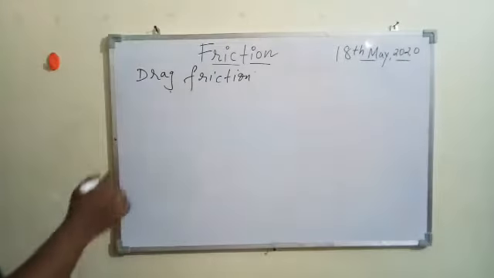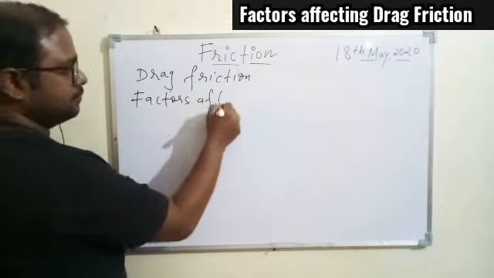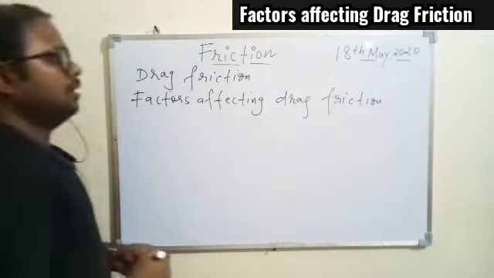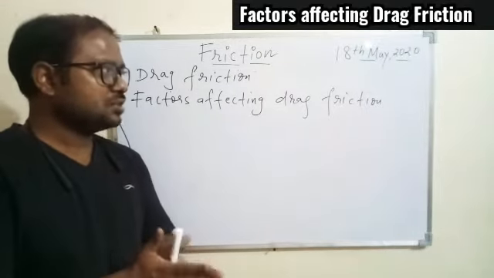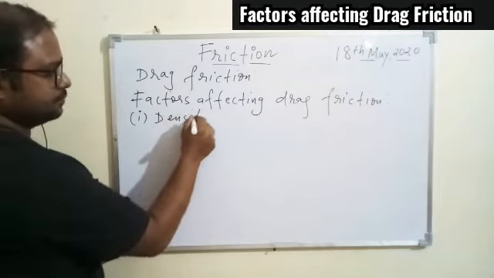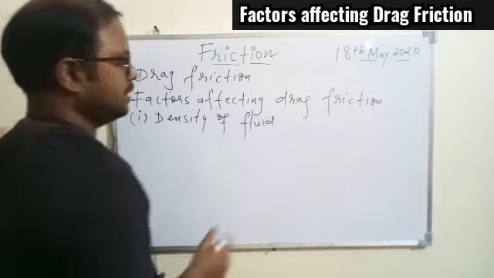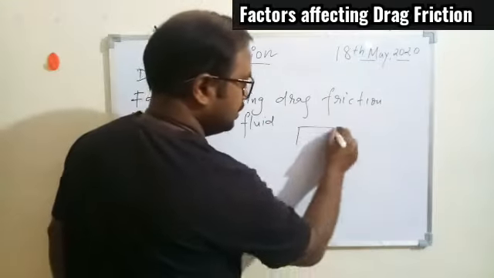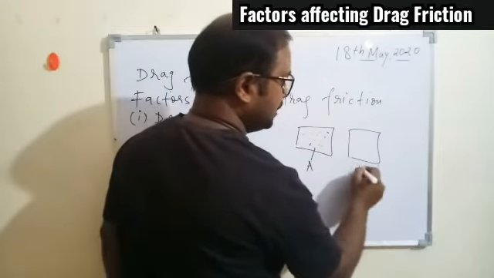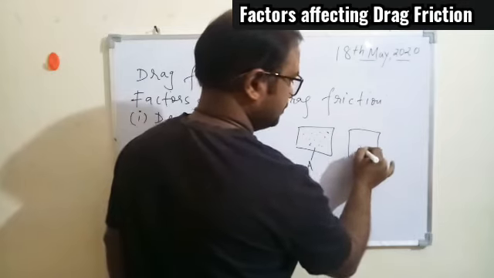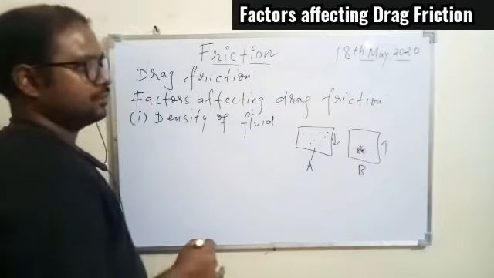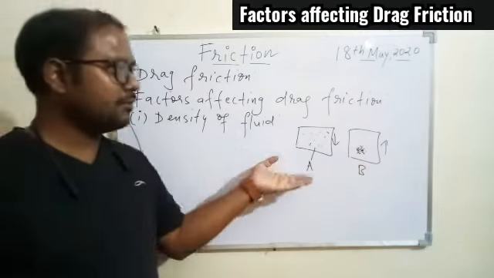Now let's move to the next topic, that is factors affecting drag friction. So how the drag friction will increase or decrease, what are the different factors we have, let's understand this one by one. So the very first factor we have is density of fluid. It is understood, if we have liquid in one container and the molecules are quite far away, let this liquid or fluid be A, and another fluid B in which the molecules are very close to each other. So we can show many dots. So here we have high density, here we have low density. Yes or no? The molecules are very close, density is high; molecules are far away, density is low.